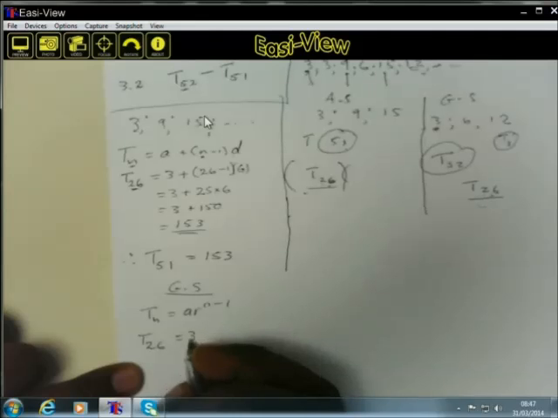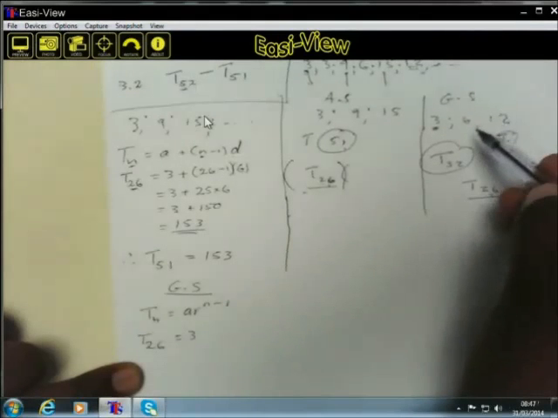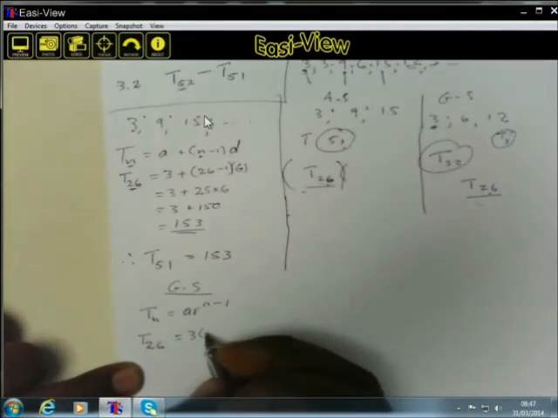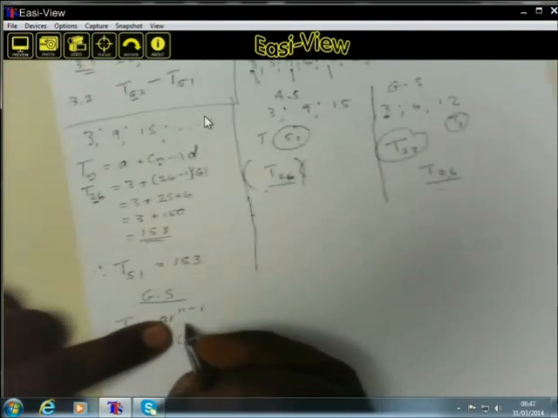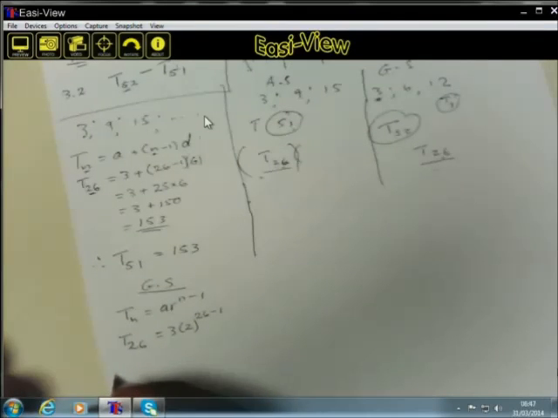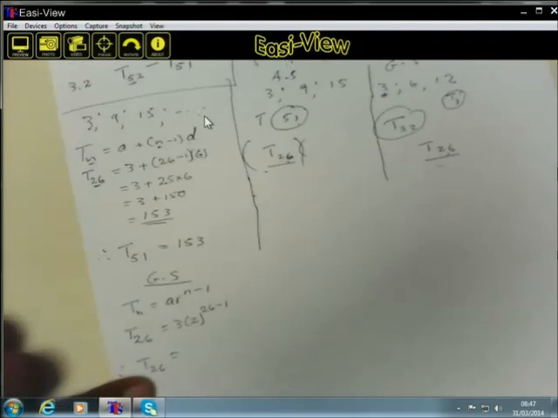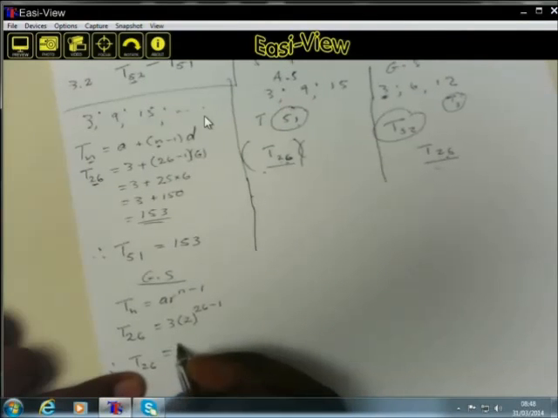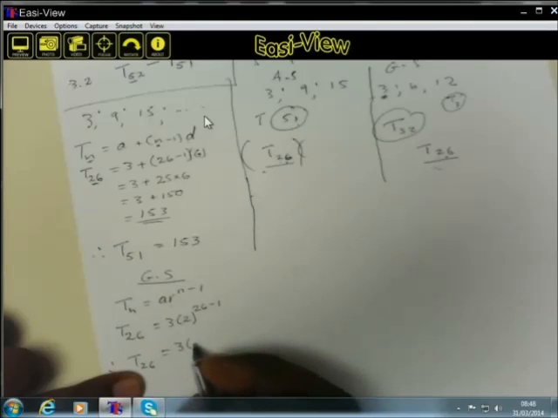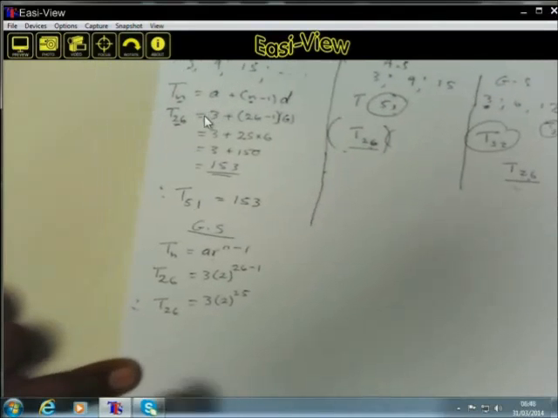So we write 3 in the place of a, and then the common ratio will be 6 divided by 3, which is 2. So we write 2 in the place of r, and then our n is 26. Then we have 26 minus 1. And therefore, T26 of the geometric sequence will actually be 3 multiplied by 2 to exponent 25. And when you use your calculator, you will get the correct answer there.